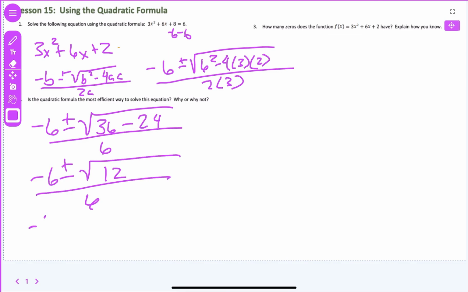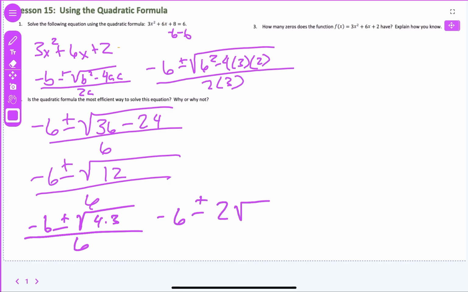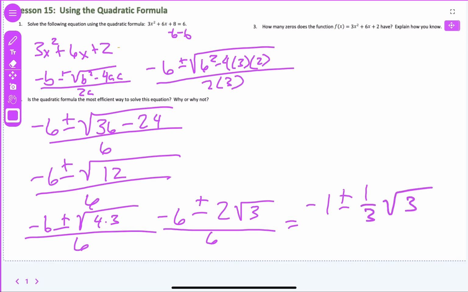We can break this 12 apart by saying 4 times 3 over 6. So we'd say negative 6 plus or minus 2 square roots of 3 over 6. Now once again, all of that is divided by 6. So what you're going to need to do is say negative 1 plus or minus 1/3 square roots of 3. Does everybody understand what I just did?